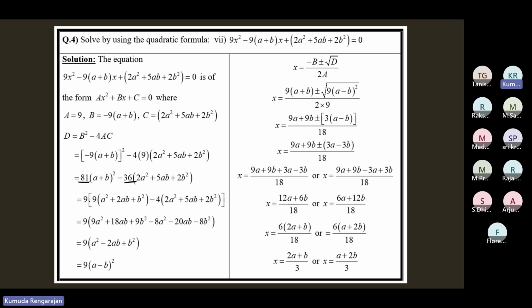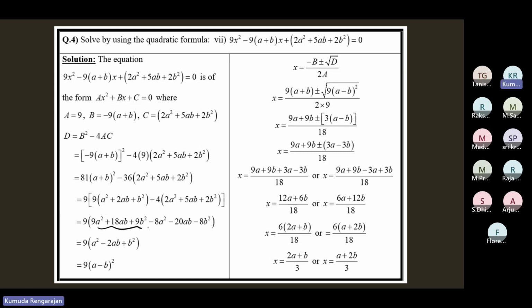Between 81 and 36, 9 is common. So that's outside. So 9 nines are 81 and 9 fours are 36. A plus B the whole square I've expanded here. So this 9 as it is, 9a square, 18ab and 9b square. And open the bracket here. So minus 8a square minus 20ab minus 8b square.